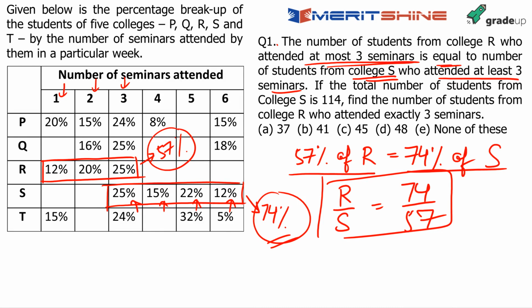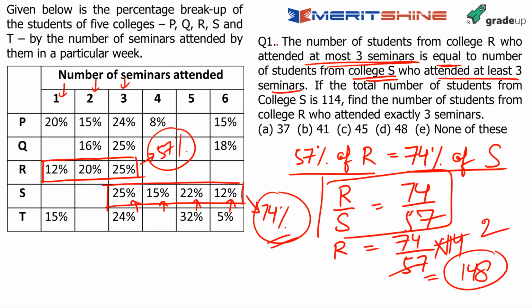Now if the total number of students from college S is 114, it means that R would be equal to 74 by 57 into 114. This is the value of R, which becomes 74 into 2, which is 148. Though we do not calculate these values at intermediate steps, it's an additional step. I am just showing it to you for the sake of clarity. So the students in R are 148.